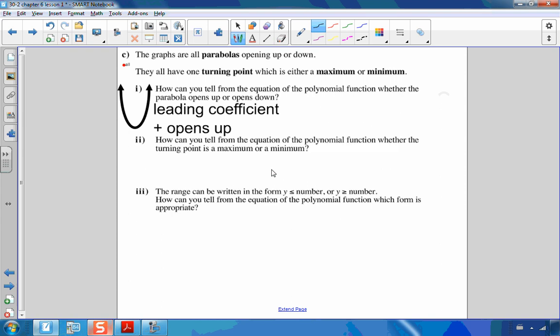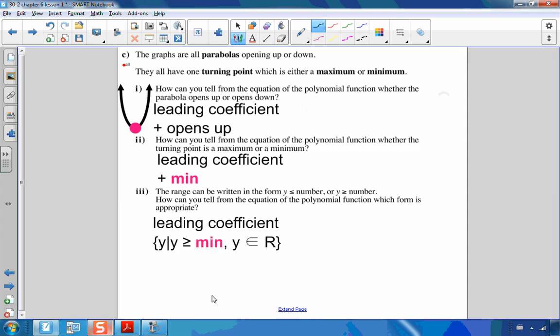So if it's positive and it opens up, it has a minimum value. And if it has a minimum value, that means that the range is everything above that minimum value. So it's a set of all y such that y is greater than or equal to that minimum value.